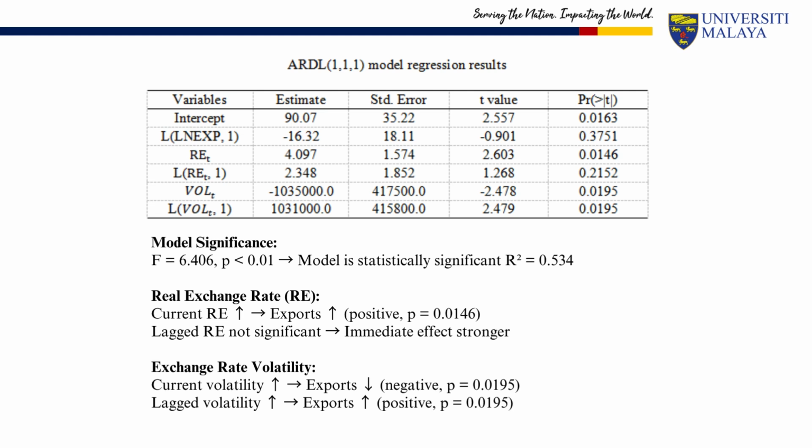And for the exchange rate volatility, the current value has a negative effect, meaning that higher volatility reduces exports. This supports the risk aversion theory because firms become more cautious. So in short, this model shows that both the level and volatility of exchange rate matter. Firms respond fast to current exchange rate changes, especially in short-term decisions.